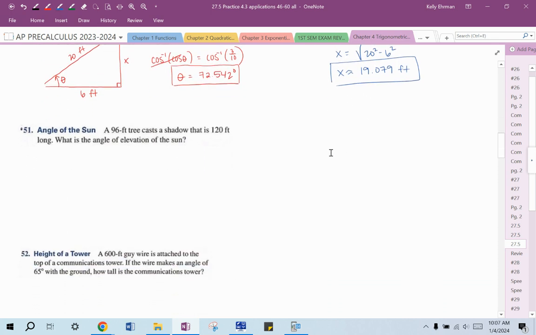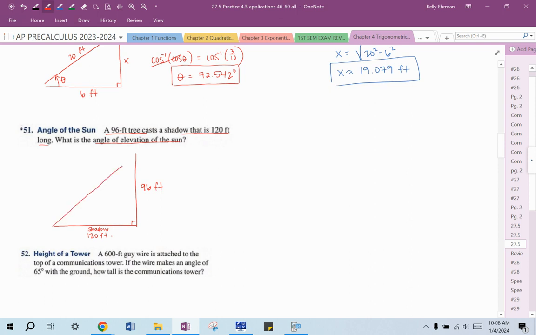Okay, on to 51. A 96-foot tree casts a shadow that is 120 feet long. What is the angle of elevation of the sun? So we have a 96-foot tree casting a shadow. So I'm going to put the shadow. Now, a shadow's on the ground. So this is the shadow. Sometimes people get mixed up and make it the hypotenuse, but shadows aren't floating in the air. So the shadow is 120. And what's the angle of elevation to the sun?